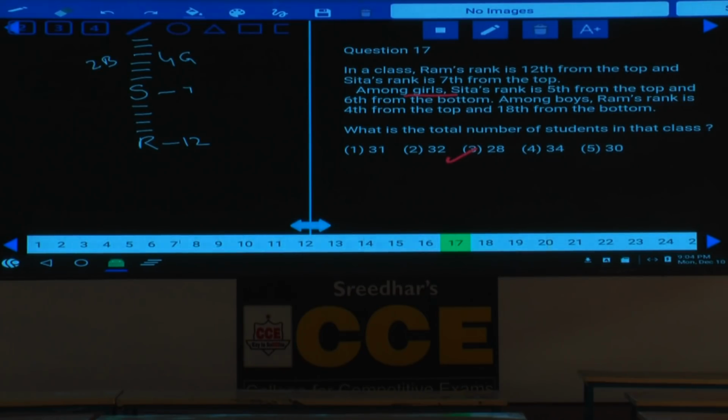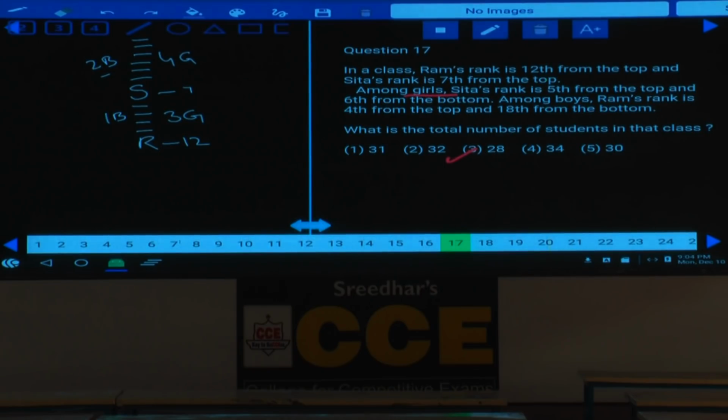Only 5 girls. Then among boys, Ram's rank is 4th from the top. Among boys, Ram's rank is what? 4th from the top. Now before this Sita, there are 2 boys, isn't it? As this Ram is 4th from the top, there should be one more boy in between these 2 persons, 1 boy. If 1 boy is there, then how many girls will be there? 3 girls will be there. Are you following this one or not?